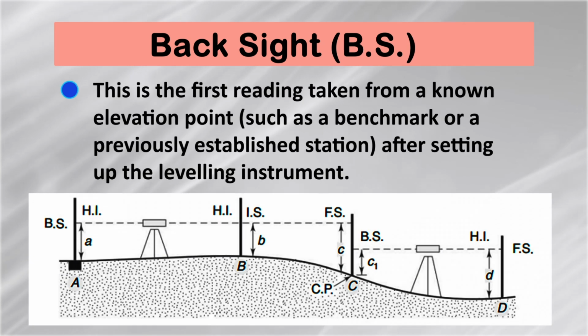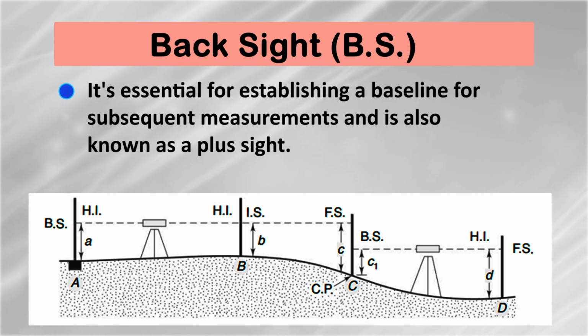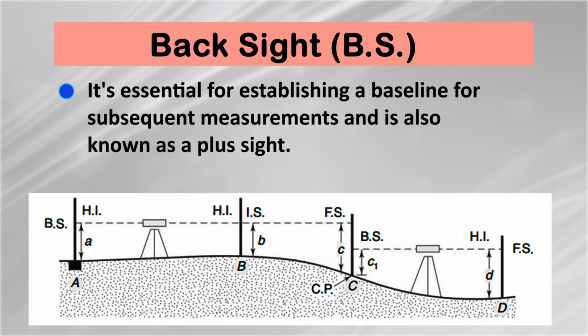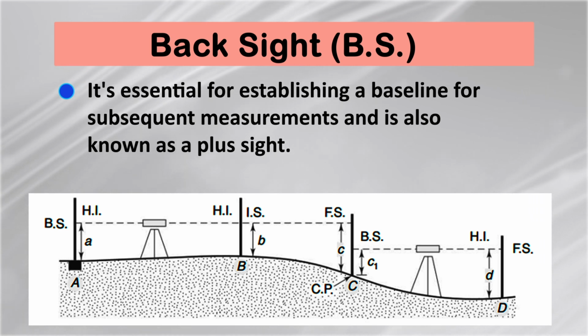Next, these three terminologies are very important as we have to use them in our next lectures. First is backsight. This is the first reading taken from a known elevation such as a benchmark or a previously established station after setting up the leveling instrument. It is essential for establishing a baseline for subsequent measurements and is also known as plus sight.